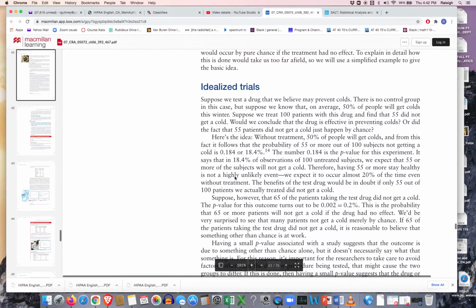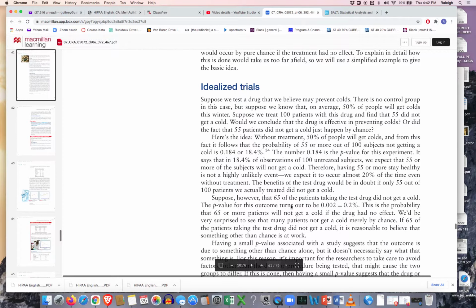It's not very unlikely. It's slightly unlikely, I guess, but it's nowhere near in the neighborhood of 5%. It's almost 20% of the time, even without treatment. So that's no big deal. 55 is pretty close to 50, no surprise. But what if we get 65 taking the drug who did not get a cold? Okay, well, that's becoming a little tougher to do.